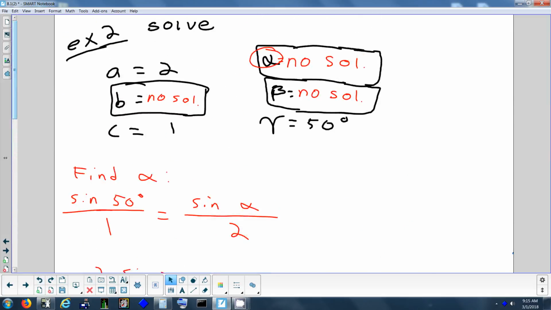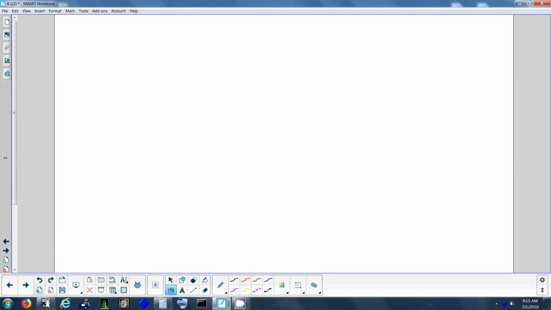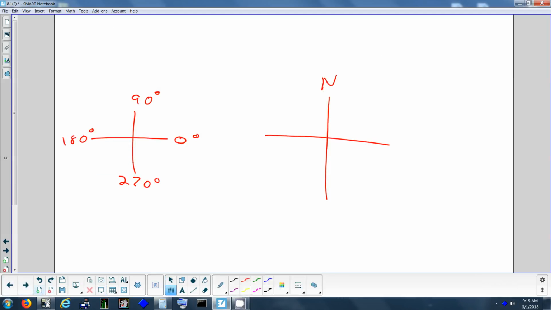All right. Okay, so let's look at a word problem. So the word problem, a couple things. One, there's a lot of information that we have to turn into a picture. And two, they're going to use compass headings. So normally when we label stuff, we put 0, 90, 180, and 270. Well, on a compass, they use the directions instead. So we have north, south, east, and west.